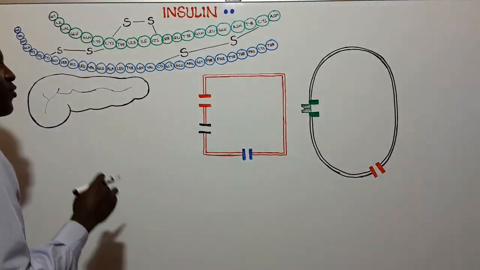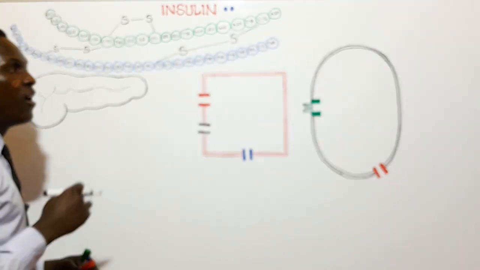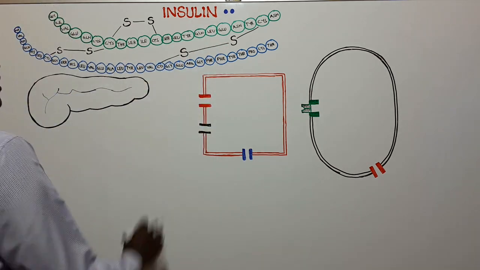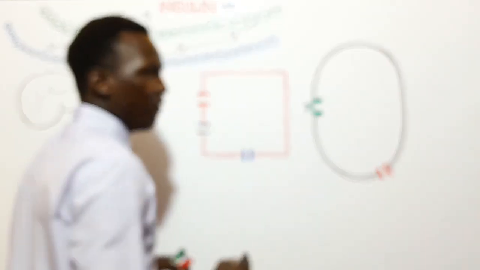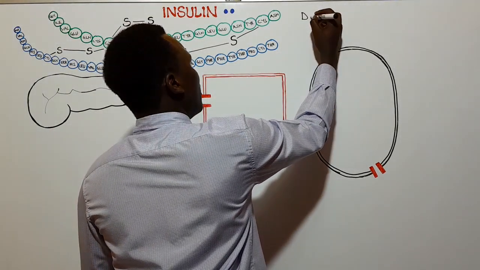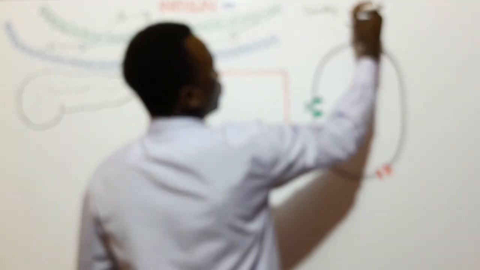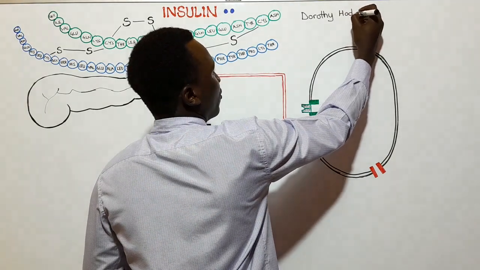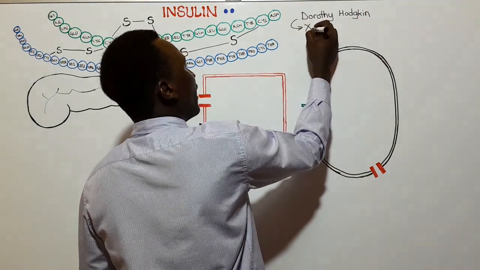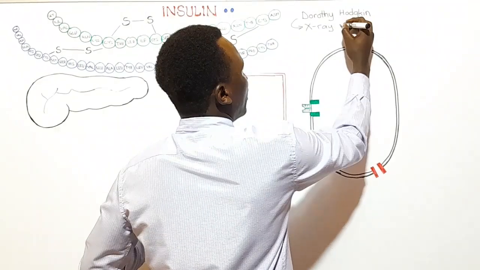Our interest is to study what insulin is, the structure, the release, and the mechanism of action. So let's begin. This is the 3D structure of insulin. This 3D structure of insulin was determined by a very important scientist called Dorothy Hodgkin, a scientist we must give applause to. So what did she do? She used a technique called X-ray crystallography to determine the 3D structure of insulin.